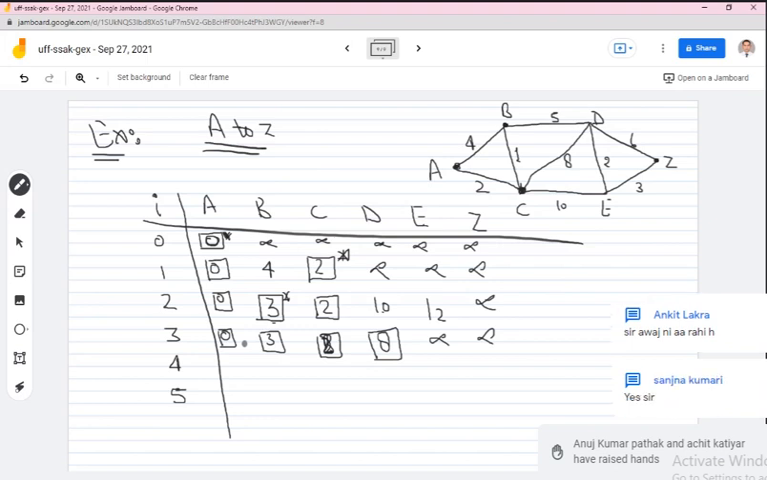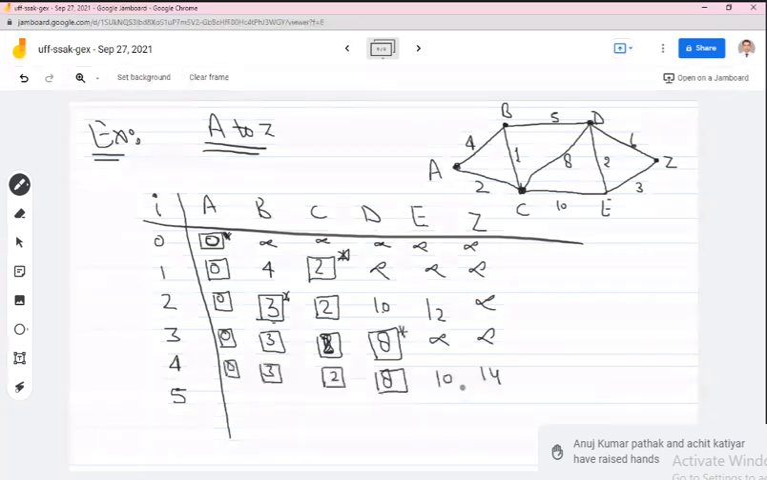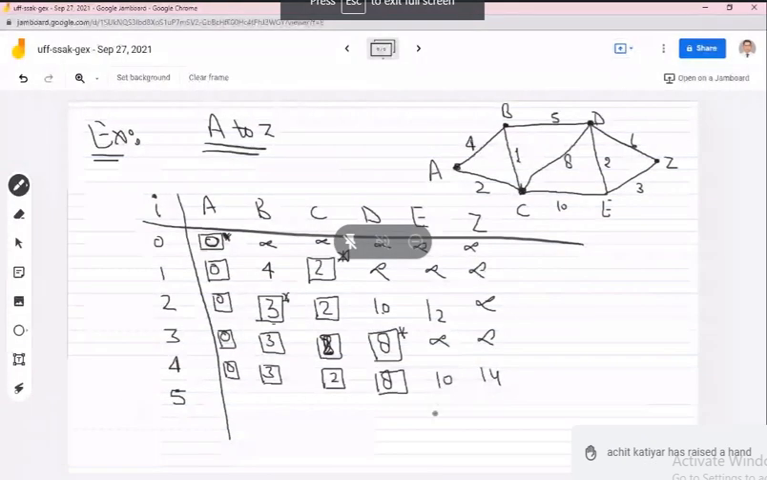8 plus 2 will be 10. And here 8 plus 6 will be 14. Okay. Now what is the minimum of these two?